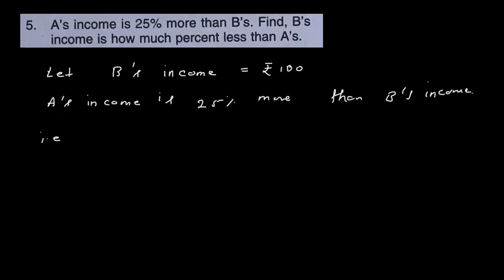Now as I consider B's income as 100, A's income will become rupees 125. So A's income becomes 125 because it is 25% more. Now I have to find out how much less B's income is in terms of percentage. So here, what will be B's income when A's income is 100? Here we use the unitary method.